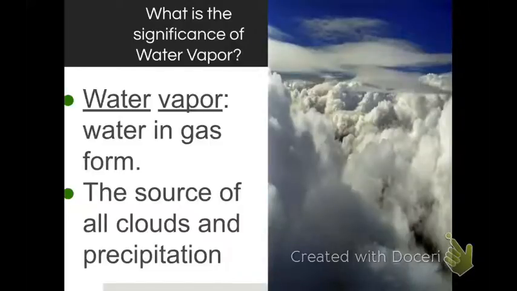A lot of times there's water vapor in the air and you don't even realize it, but you would really notice it if it's humid. So Greenville has very hot, humid summers, and you can feel that water vapor. You can also see some of the water vapor, or evidence of it, moving through the sky when you look at clouds. So the source of all clouds and precipitation is water vapor. So this is why it's important.